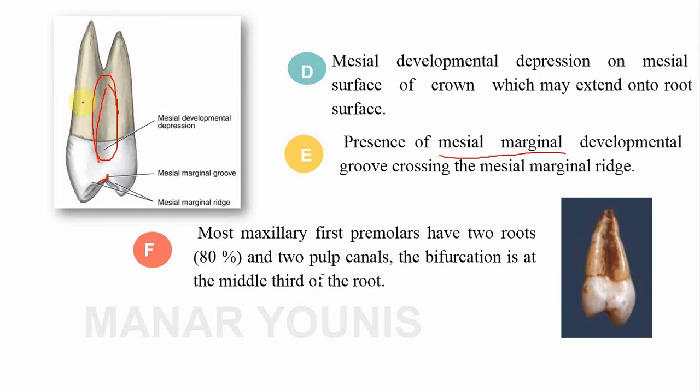Usually the bifurcation is at the middle third of the root. However, in 20% of the cases, the tooth presents with a single root, and it will still have two pulp canals, even if it has a single root. You can notice here the mesial developmental depression, which is very noticeable on this tooth.